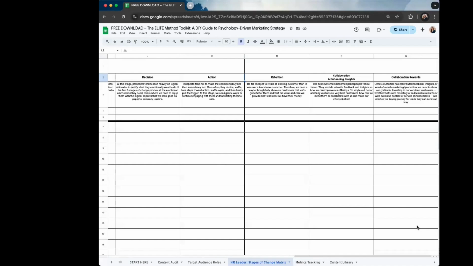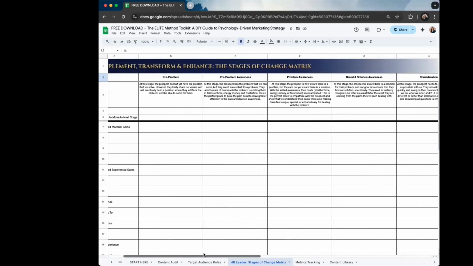Now, let me explain a bit about each of these stages. First, pre-problem. At this stage, the person that you're trying to reach doesn't have the problem that you can solve. They haven't yet gotten to that point. Maybe because their team isn't large enough, maybe because they haven't hit a critical stage in their development, or maybe because they're behind the times and they haven't yet adopted the technology that your solution relies on.